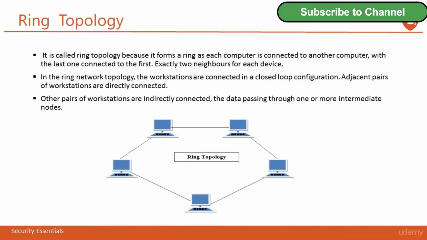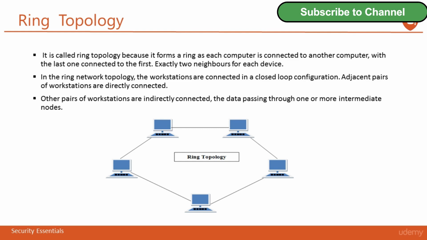Next is the ring topology. It is called ring topology because it forms a ring as each computer is connected to each adjacent computer, with the last one connected to the first. Exactly two neighbors for each device. In the ring network topology, the workstations make a closed loop configuration, with adjacent pairs of workstations being directly connected. Other pairs of workstations are indirectly connected, meaning the data passes through one or more intermediate nodes.